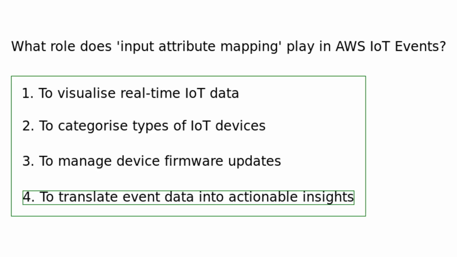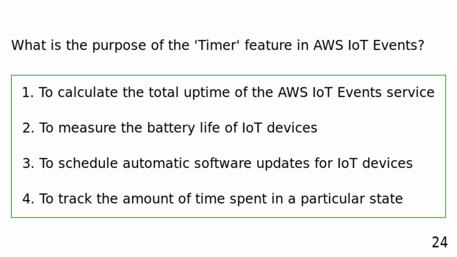Input attribute mapping in AWS IoT Events is used to transform and map incoming event data attributes into a format that detector models can process, facilitating accurate event detection and response. What is the purpose of the timer feature in AWS IoT Events?